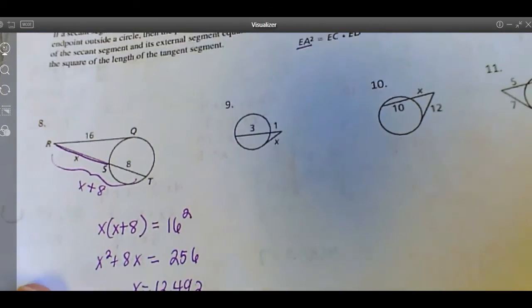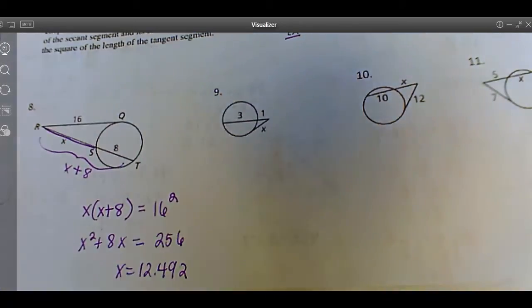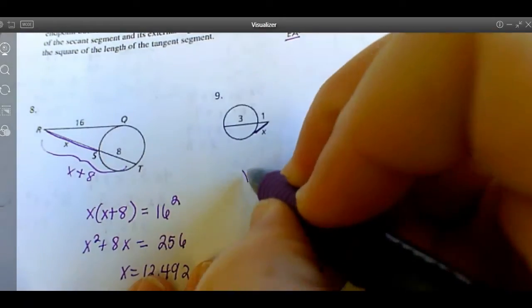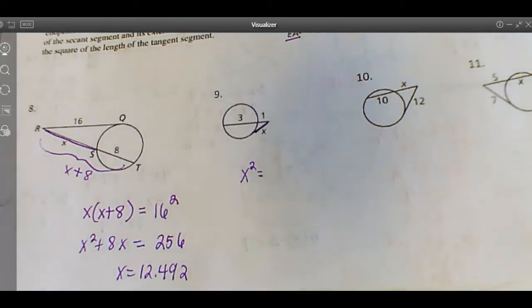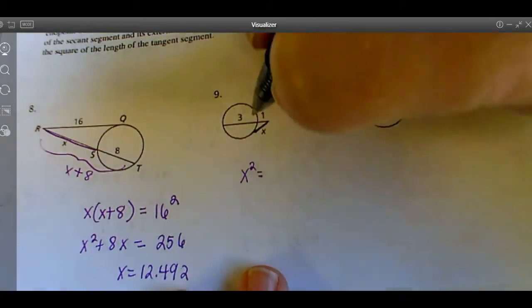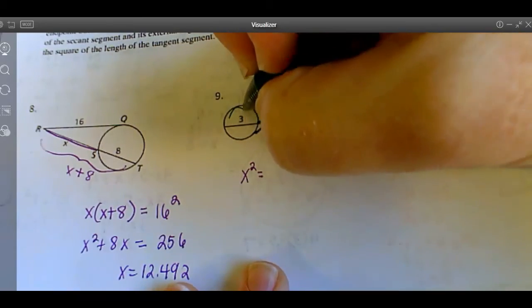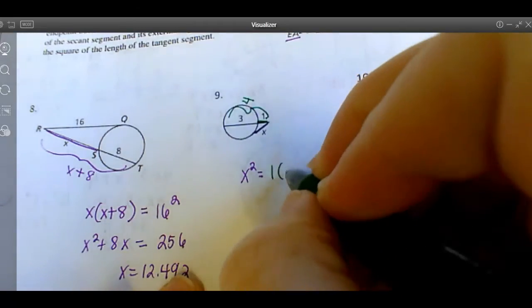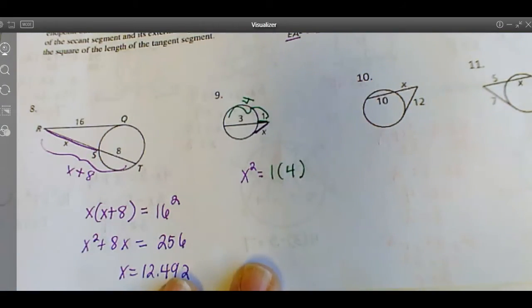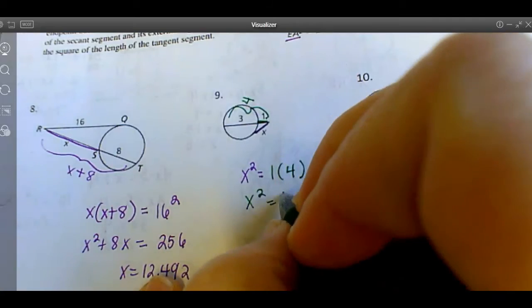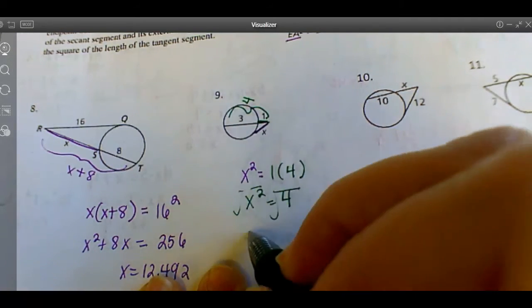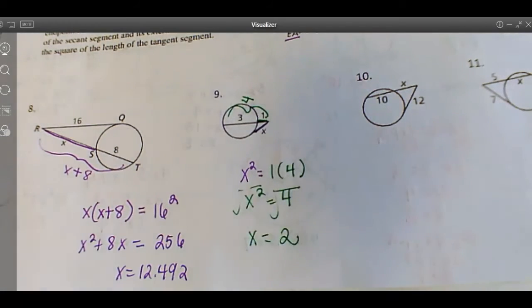So let's look at number 9. Okay? So the x is the part that doesn't have anything else with it, so that's the part that will be squared. And then on this one, we've got the part outside and the whole thing. The whole thing is 4. So you're going to do 1 times 4. So you get x squared is 4. To solve that, it's kind of tricky, but what you do is you take the square root on both sides. It can't be a negative, so it's always just the positive square root of that number.